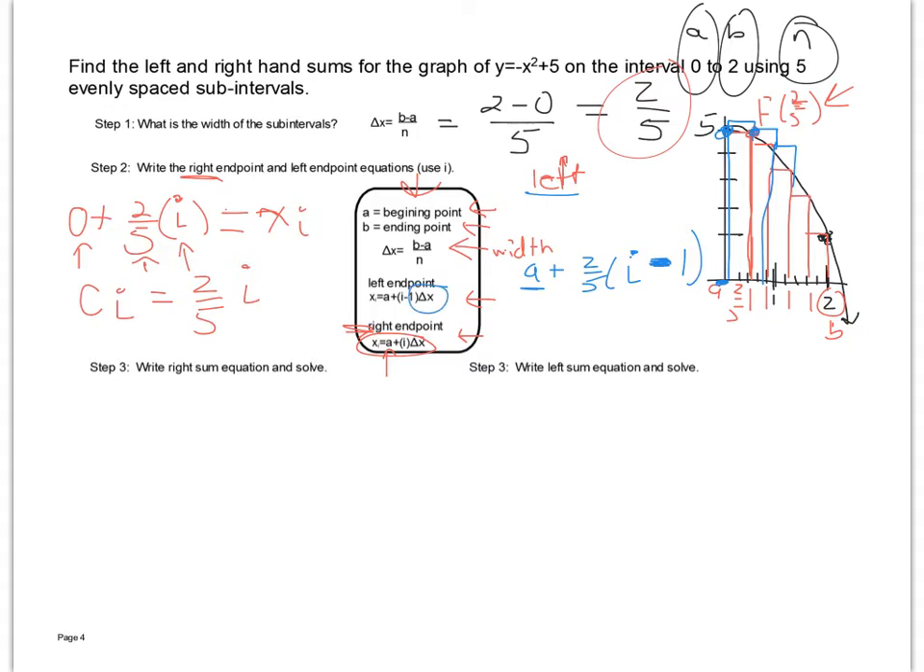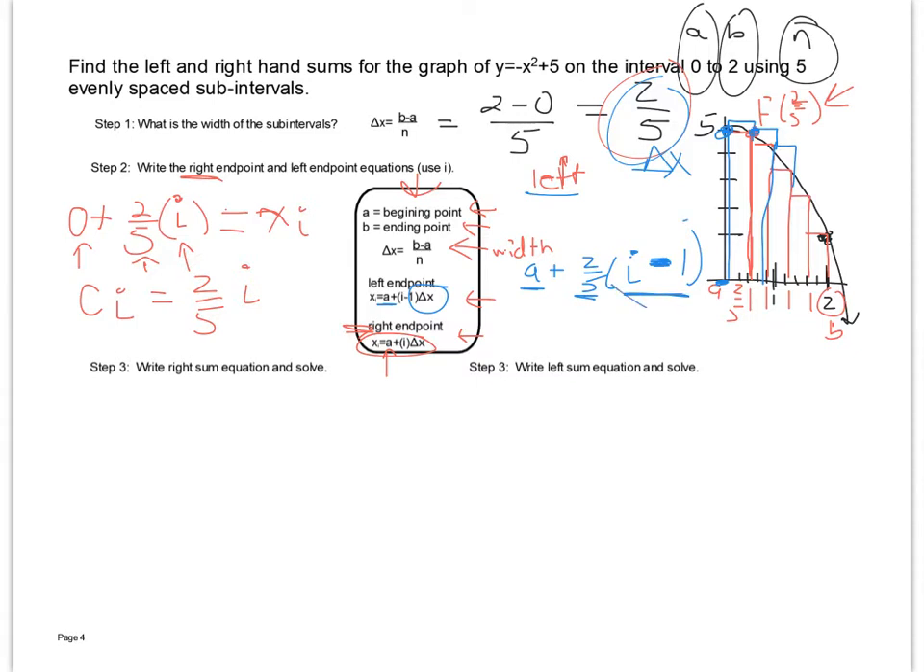So that's where this is from. My delta x is what I got up here. This is delta x, my width of each interval. My A is my starting value. I'm going from 0 to 2. That's the starting amount of the left-hand side of my interval. And then I'm going to add a bunch of those delta x's a bunch of times.